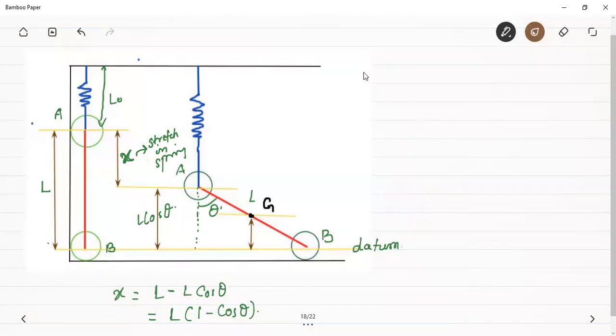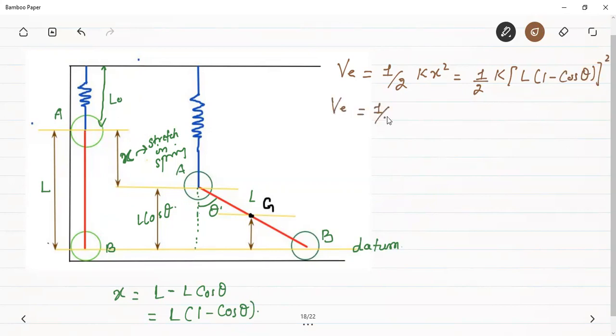Now we can write the elastic potential energy function. The elastic potential function will be 1 by 2 k x square, that should be equal to 1 by 2 k into L into 1 minus cos theta, whole square. So the elastic potential function will be equal to 1 by 2 k L square into 1 minus cos theta, whole square. So this is the elastic potential function.